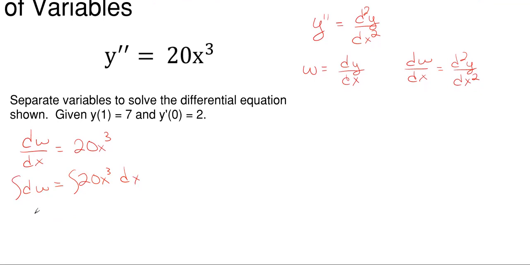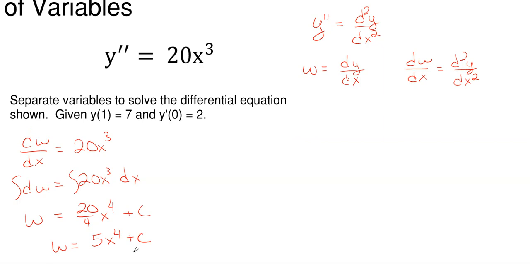When we integrate both sides, the left side simply becomes w, and the right side becomes 20 over 4 x to the fourth plus my constant of integration, which technically both sides will end up with, but since it is a constant, we're only going to put it on one side of the equation. So let's simplify this down. We have w is equal to 5x to the fourth plus c.